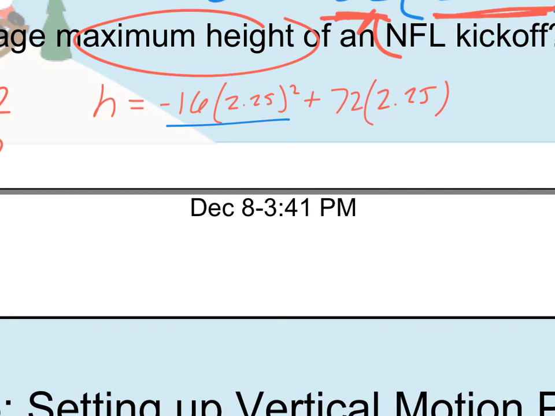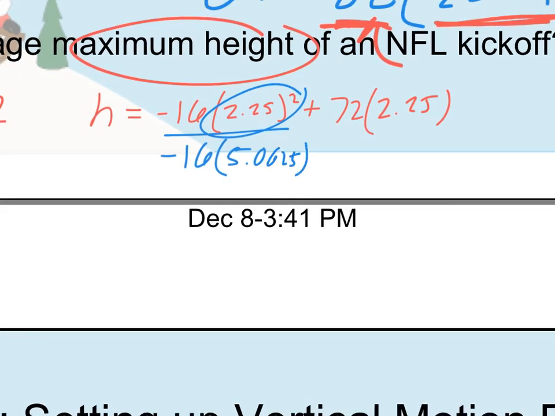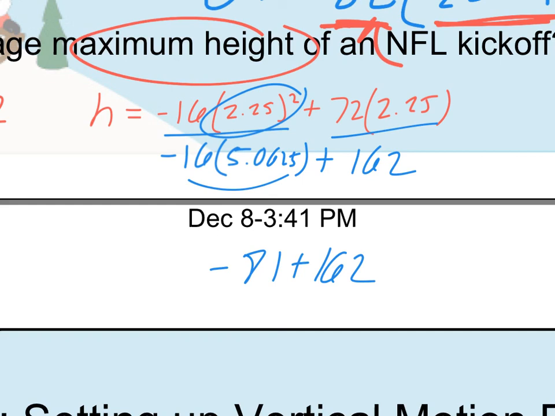Just a reminder, at this first part here, negative 16 times 2.25 squared, you do have to do the exponent first, like PEMDAS. And so that'll give us negative 16 times 5.0625 plus, and then 72 times 2.25 gives me 162. Completing that first part, negative 16 times 5.0625 ends up giving us negative 81. So nice enough, we get back to an integer here. Plus that 162 from before, add those together, so the height ends up being 81 feet.